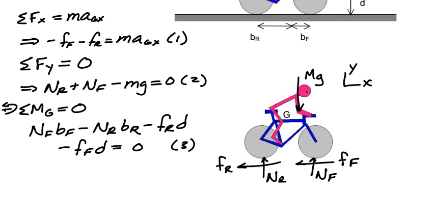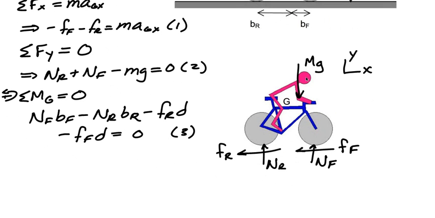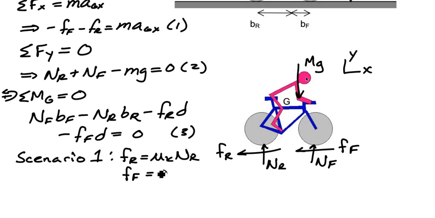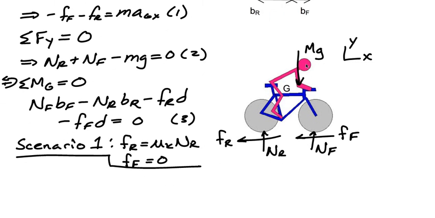Now at this juncture we have two different scenarios that are possible. In scenario 1, we're going to assume that it's rear wheel braking, so I'll have FR equal to mu k times NR, and we'll have FF equal to 0. So this will be our first scenario. If I go ahead and reduce these equations under this assumption, I'm going to have minus mu k times NR equal to m times a_gx.